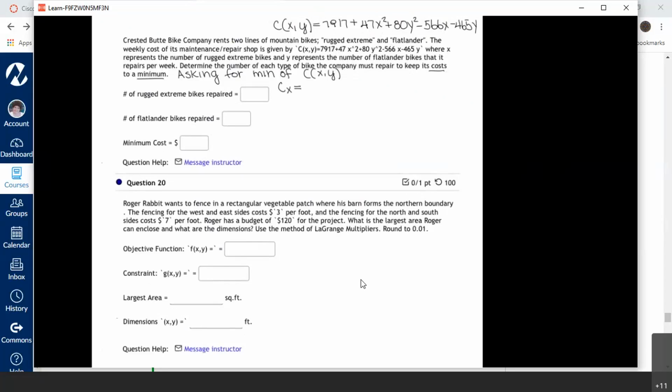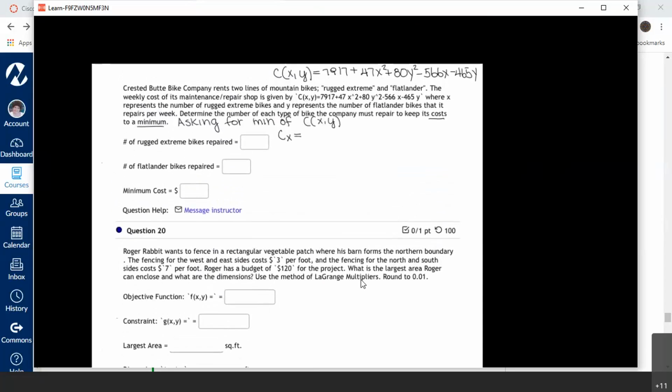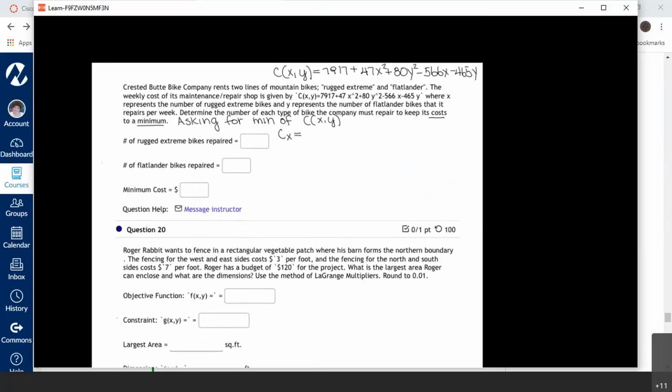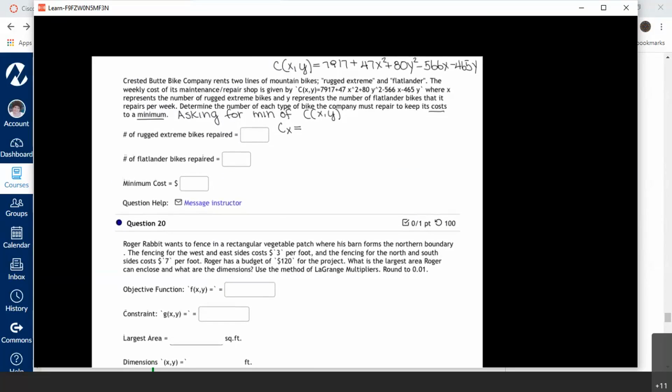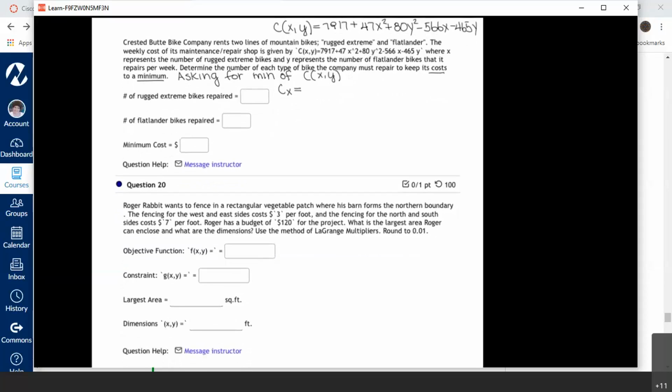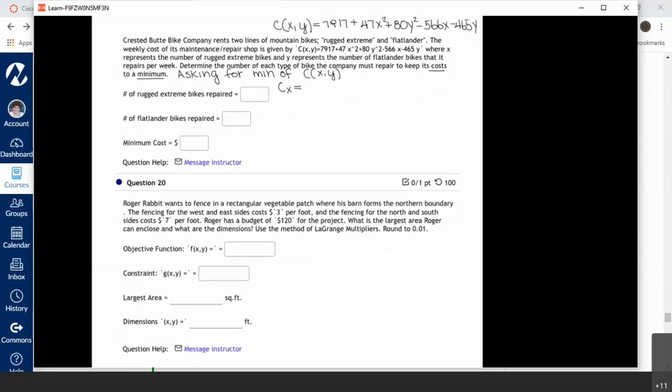Okay, so to differentiate this, I'm just going to use the power rule on any of the terms that have X in them. I'm going to bring down the 2 and multiply the 47 by that. That will give me 94x. And then I'm going to bring down the 1 on negative 566x. That'll give me negative 566 times x to the 0. So my partial derivative with respect to x is this.